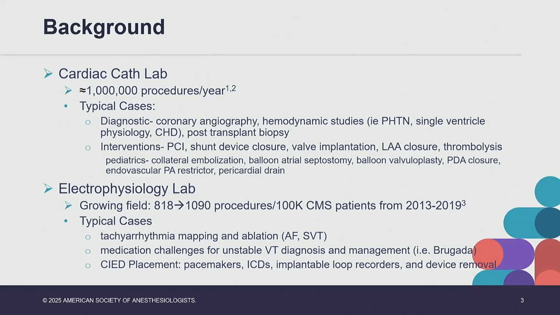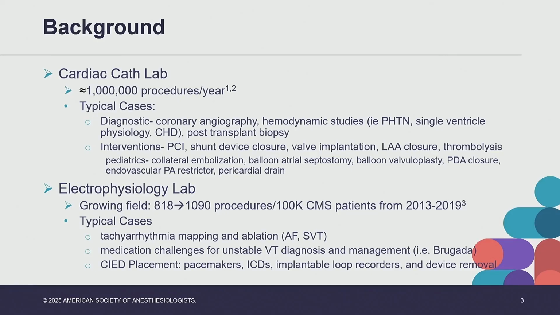Quick background, we do about 1 million cases a year in the U.S. in the cath lab. We do a variety of cases. I'm not going to mention all of them, but both diagnostic and interventional cases. And so in pediatrics, we do a lot of collateral embolizations, atrial septostomies, and valvuloplasties that might not be done as much in the adult world.